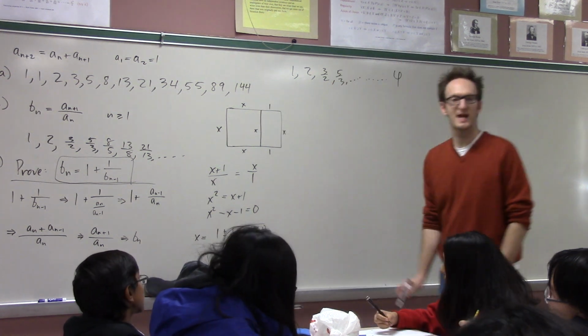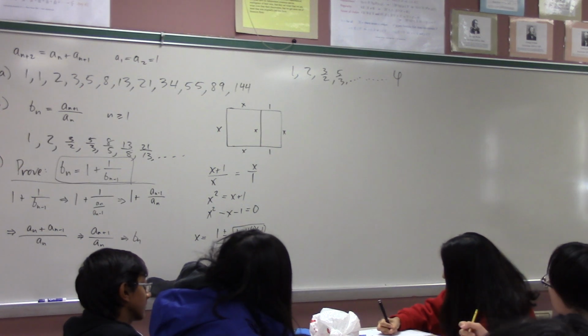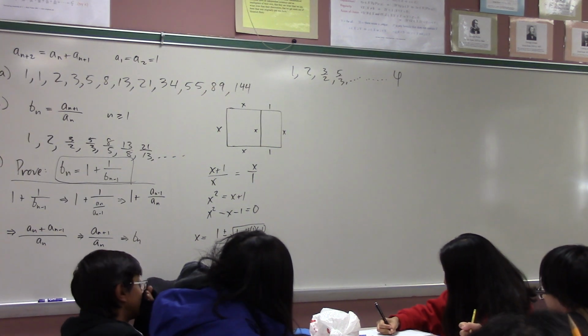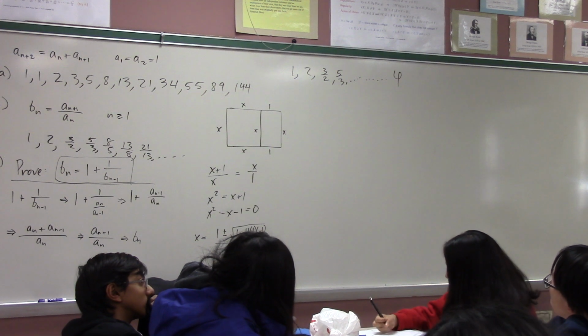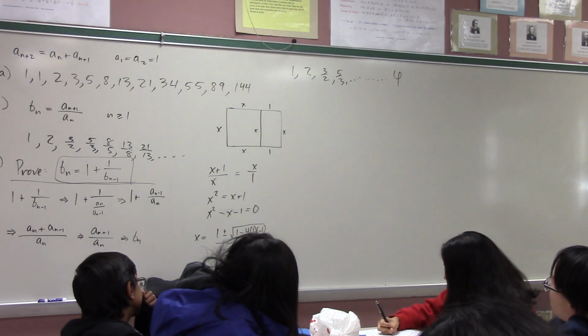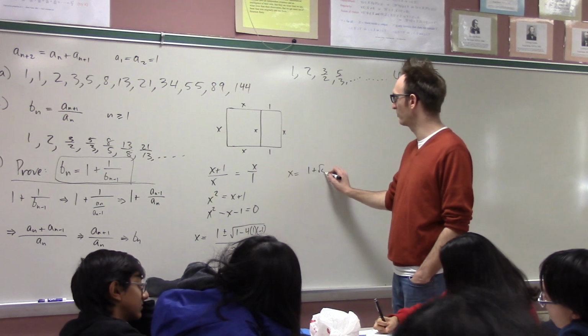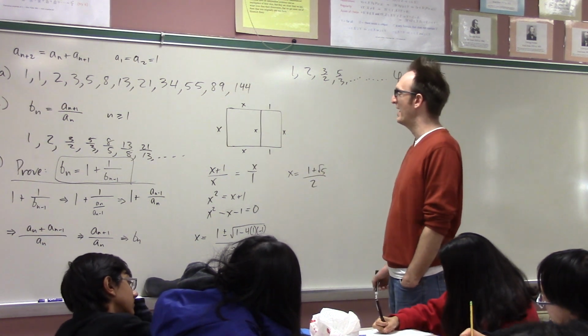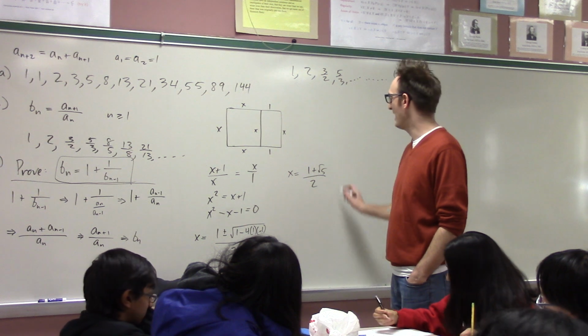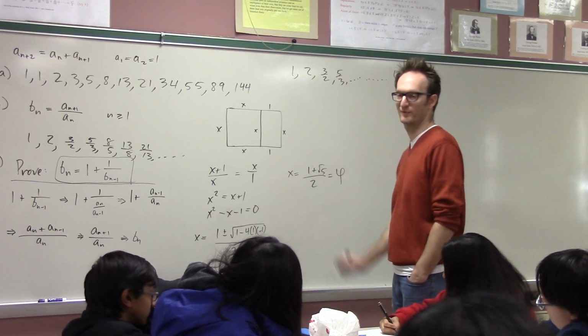Yeah, and root 5 is about 2-ish plus a little bit more. So the negative one I reject as nonsense because, you know, it's geometry. So the answer to this geometry problem is that x is 1 plus root 5 over 2. And that's kind of nice. And that is this number we call phi.